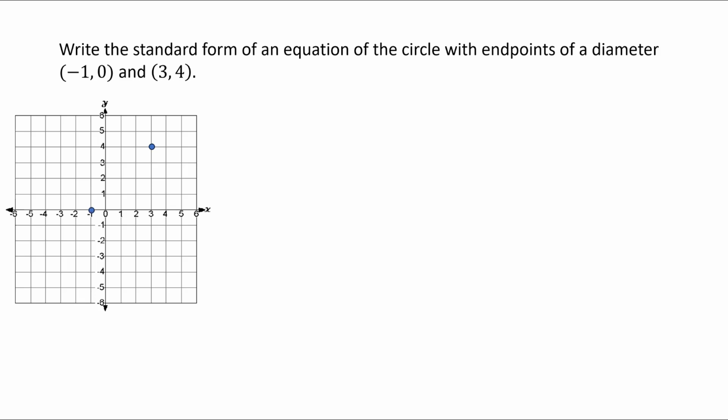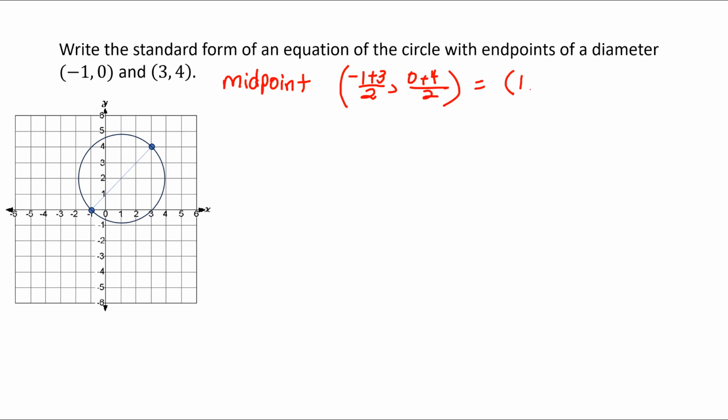So those 2 points. And so the diameter is that line segment right there. That is the line that goes right through the middle of the circle. And so having that information, we can find the center because the center is going to be the midpoint of the diameter. The average of the x's, -1 plus 3 over 2, and the average of the y's, 0 plus 4 over 2. And so if you add that up, you're going to have -1 plus 3 is 2, 2 over 2 is 1, and then 0 plus 4 is 4, divided by 2 is 2.